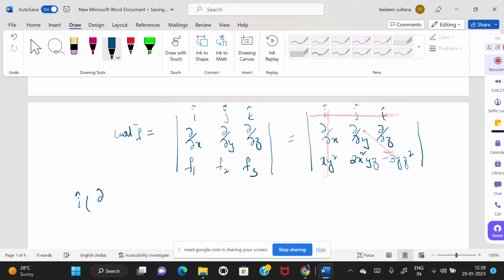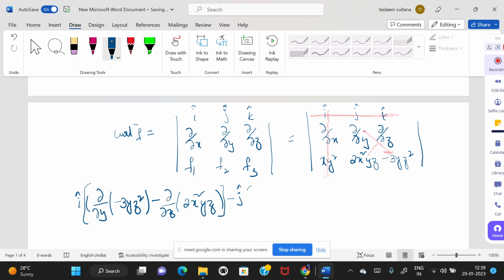∂/∂y of (−3y z²). When you're coming from down, from here when you're multiplying, it should be in minus. So it's going to be minus ∂/∂z of (2x²y z). Then minus j vector.